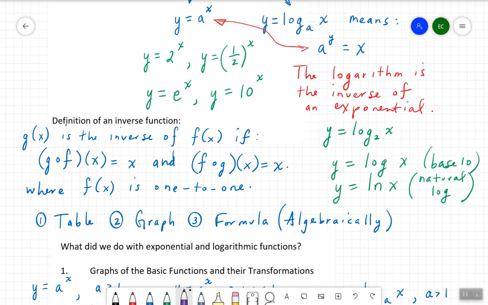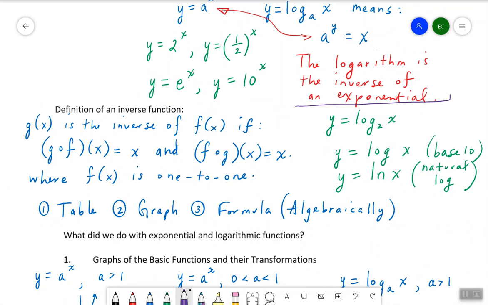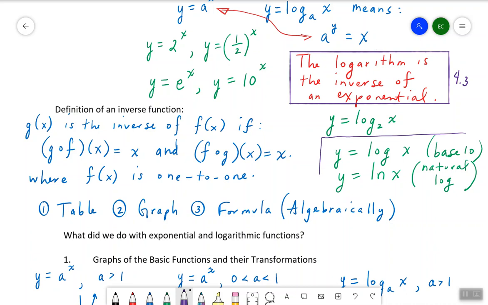And then we had this big idea here: the log is the inverse of the exponential. That's in section 4.3. And we talked about the base 10 and the base e in section 4.4. And then let's go on and let's look at this inverse function. Inverses was the first thing that we learned about. Inverses were in section 4.1.